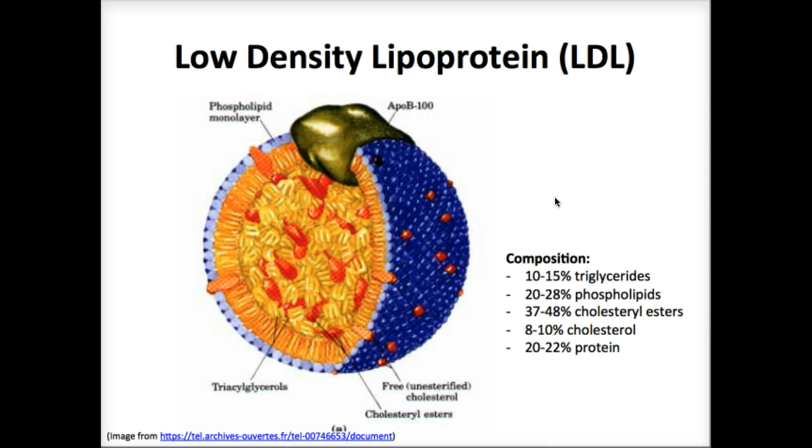Now, the primary job of the LDL taxicab is to transport cholesterol, both dietary and endogenous, to cells throughout the body so that it can either be used as a structural component of their cell membranes or be converted to steroid hormones.